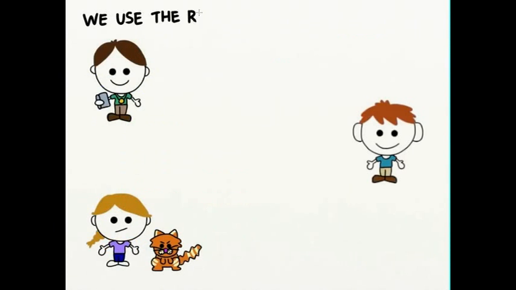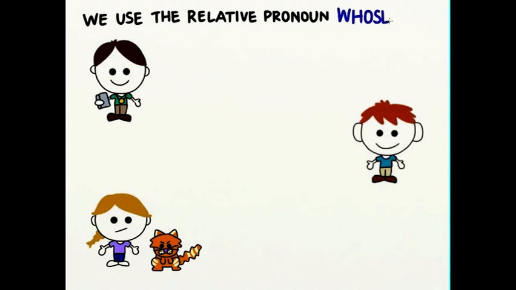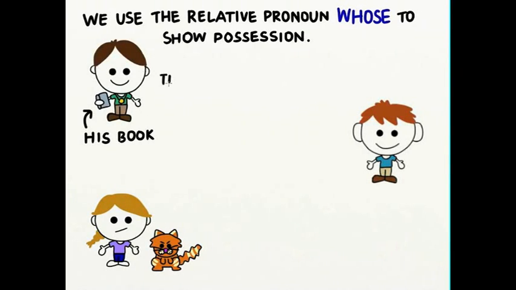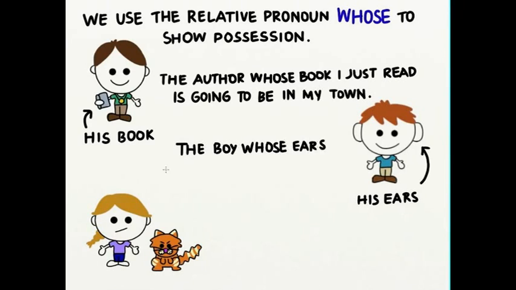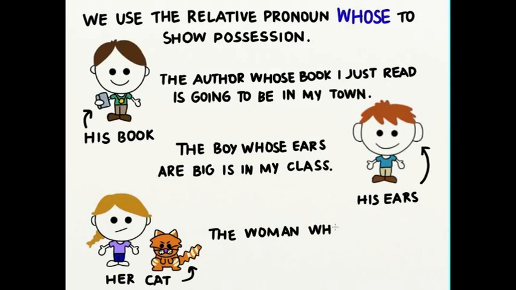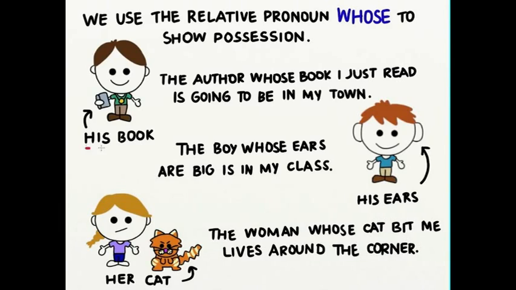Let's talk more about whose. We use the relative pronoun whose to show possession. For example, "his book": the author, whose book I just read, is going to be in my town. "His ears": the boy, whose ears are big, is in my class. "Her cat": the woman, whose cat bit me, lives around the corner. We can use the relative pronoun whose to replace the possessive pronouns his and her.